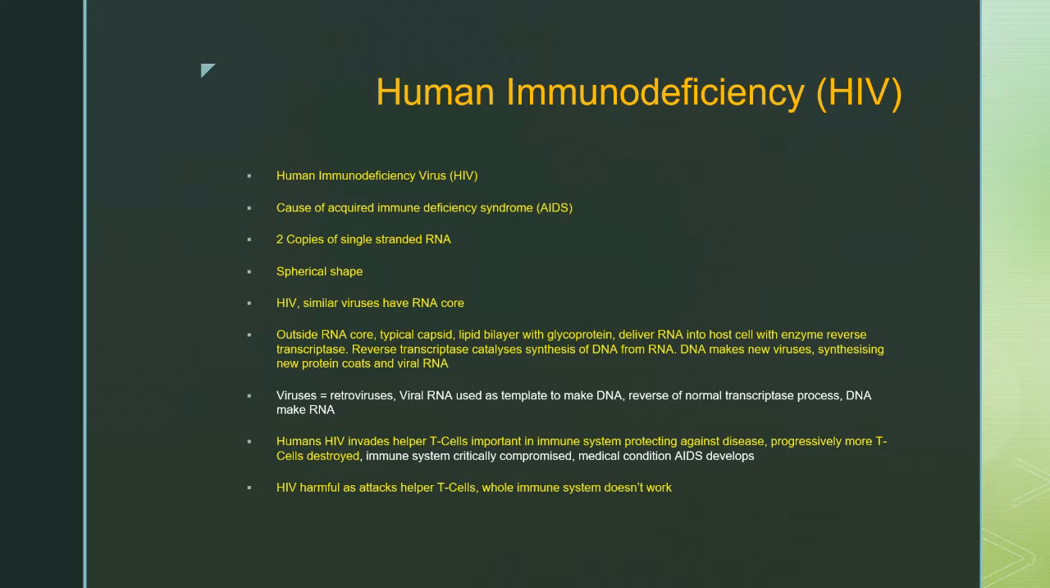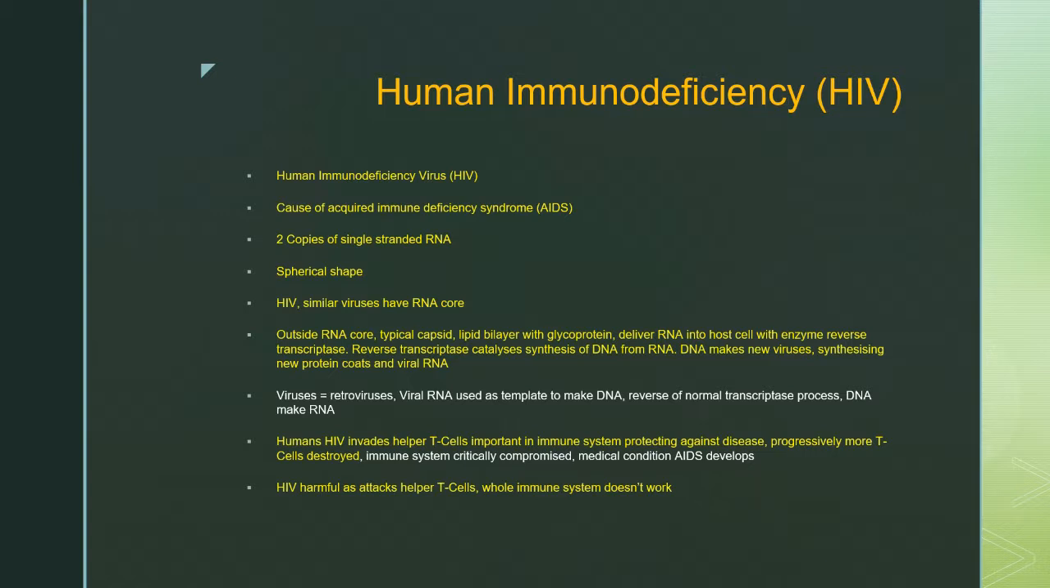HIV is a spherical shape, and like similar viruses it has an RNA core. Outside the RNA core of HIV, they have a typical capsid and a lipid bilayer with glycoprotein. This delivers RNA into the host cell with the enzyme reverse transcriptase. This reverse transcriptase catalyzes the synthesis of DNA from RNA, and the DNA will make a new virus, synthesizing new protein coats and viral RNA. We'll get on to all about this RNA stuff and protein synthesis more in depth whenever we do cells, which is right after this.